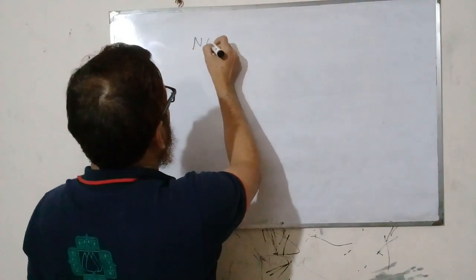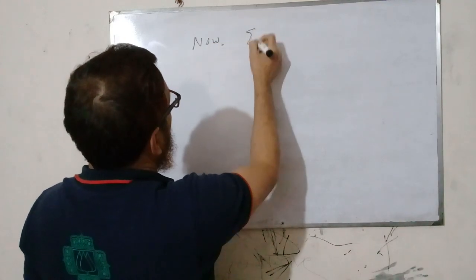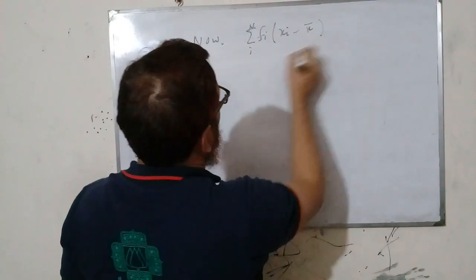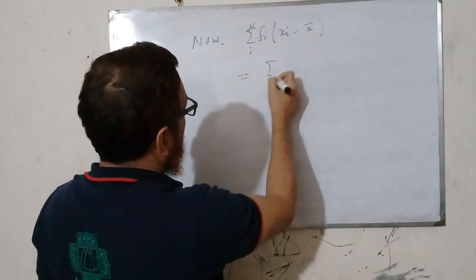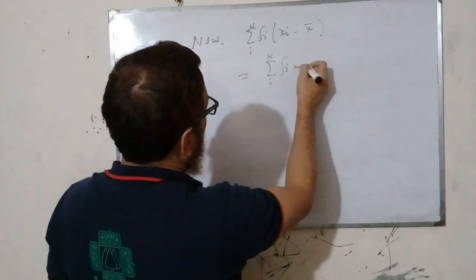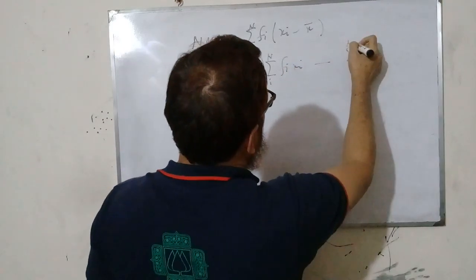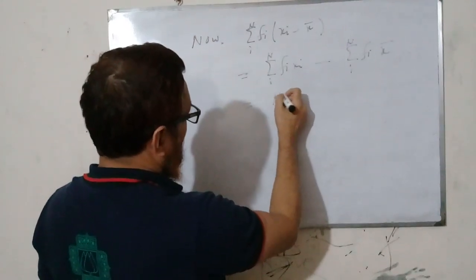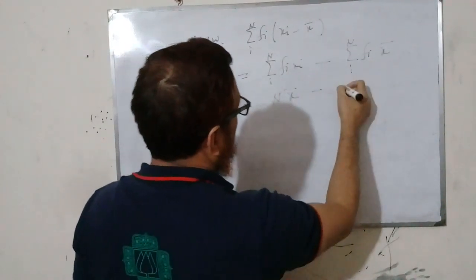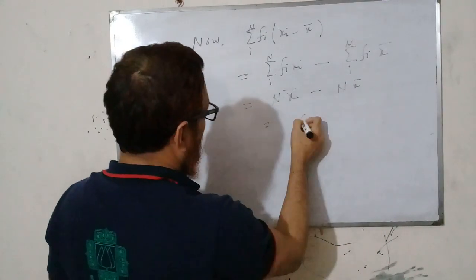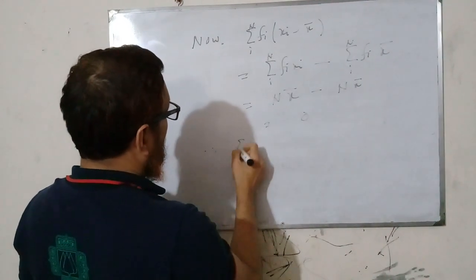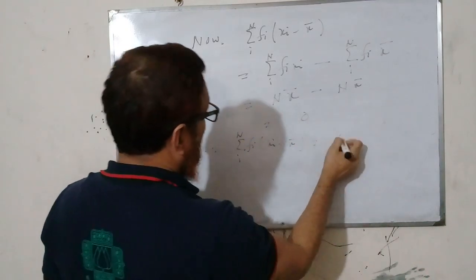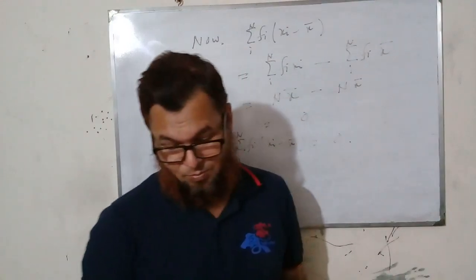Now summation fi xi, if we multiply by fi, we find n x bar minus n x bar equal to 0. So summation fi (xi - x bar) equals 0 for grouped data. Proved.